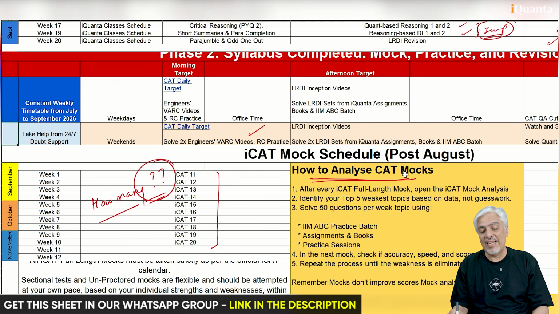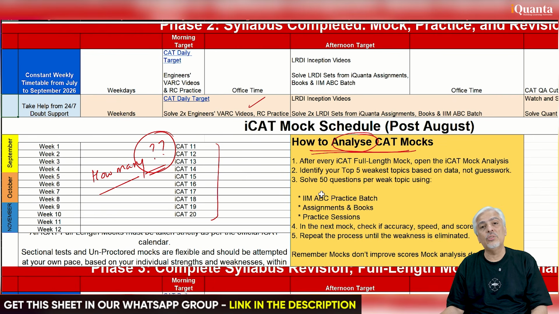How to analyze. Hence, analyzing a mock is actually equally as important as writing a mock. If you don't analyze mocks, you will never, never, never do well. Even if you write 100 mocks, there is no point. And this is very important. You need to go through everything.